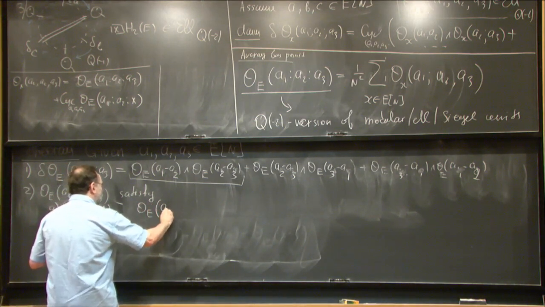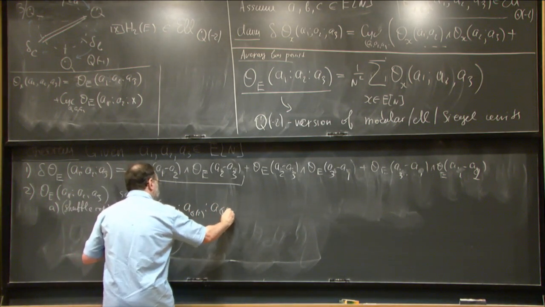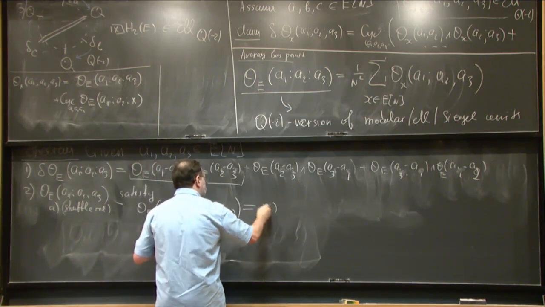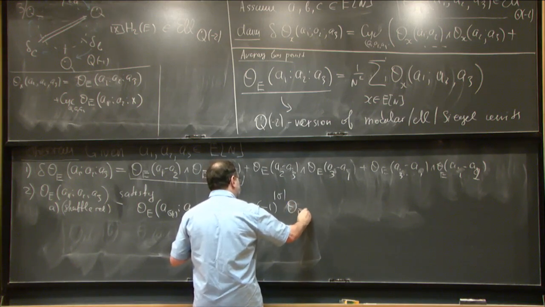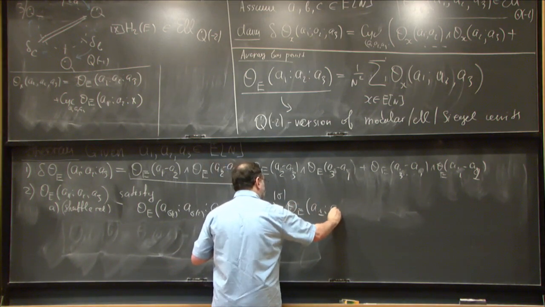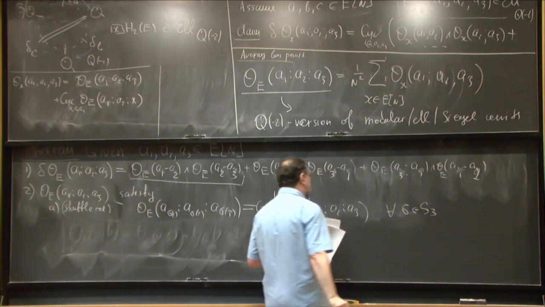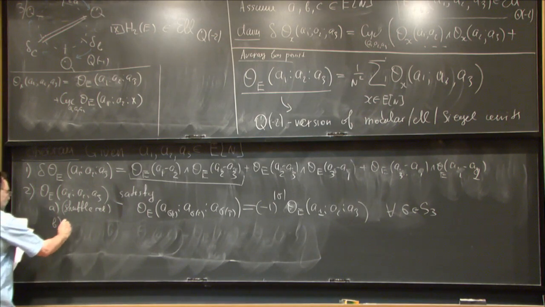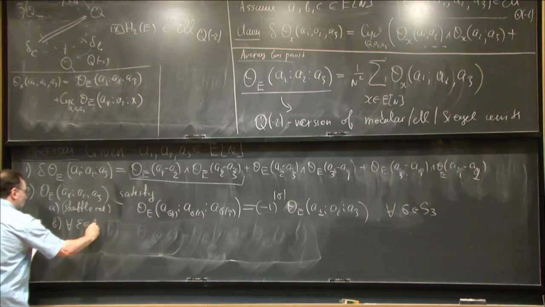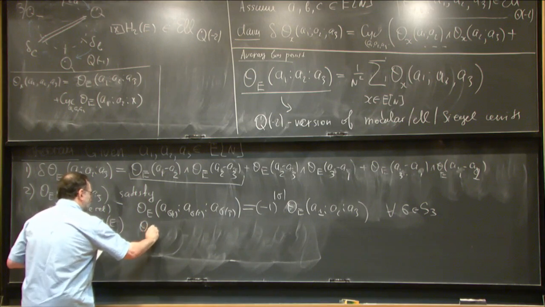So theta E of a sigma of 1, a sigma of 2, a sigma of 3 is the same thing as minus 1 to the sigma times theta E of a1, a2, a3, for any permutation in the symmetric group. And the second relation, which is also very useful to us, is that for any automorphism of the elliptic curve, these double units are invariant.